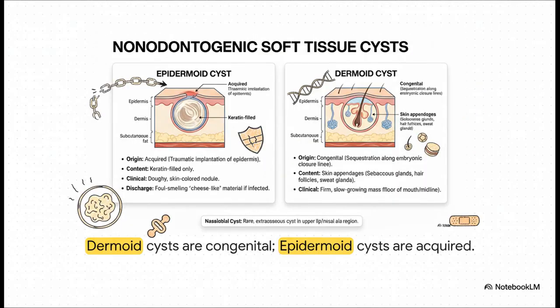Now, moving into the soft tissues, we've got another pair of lookalikes, dermoid and epidermal cysts. The difference here is all about what's on the inside. A dermoid cyst is congenital, meaning you're born with it, and it can have complex skin structures inside, like hair follicles or sweat glands. An epidermal cyst, on the other hand, is usually acquired from some kind of trauma, and it only contains keratin, that kind of foul-smelling, cheese-like gunk.